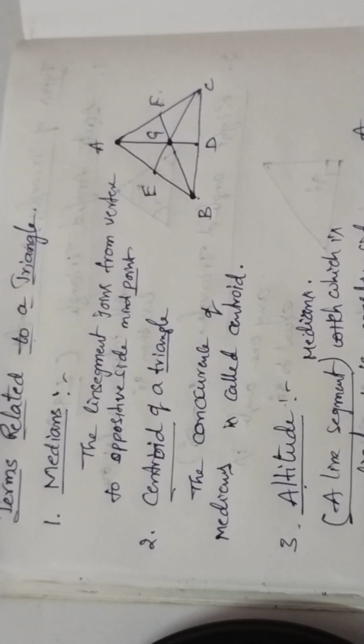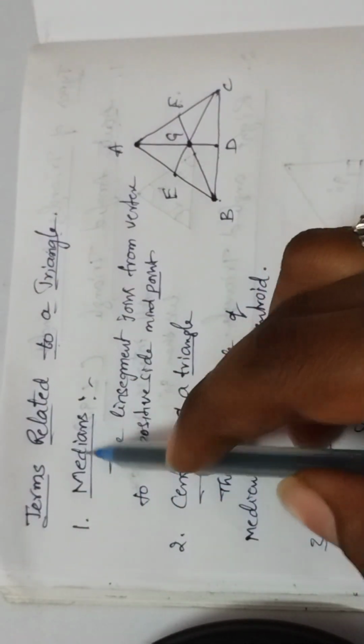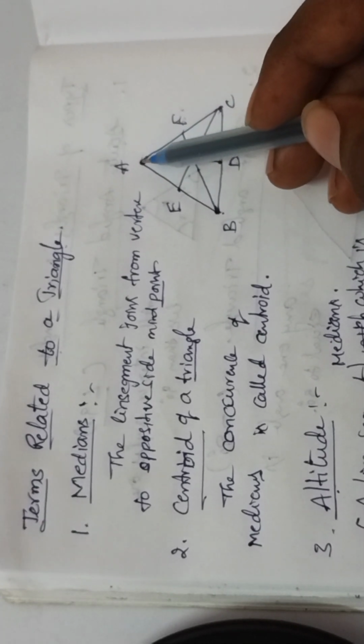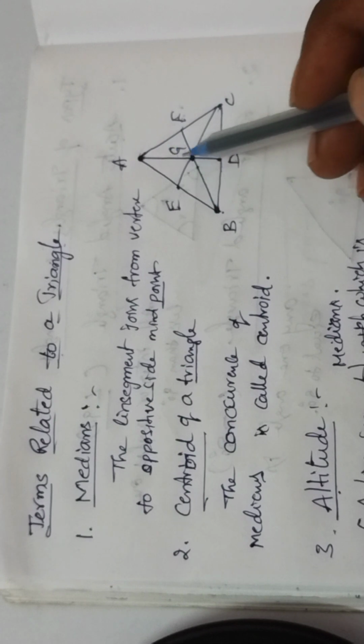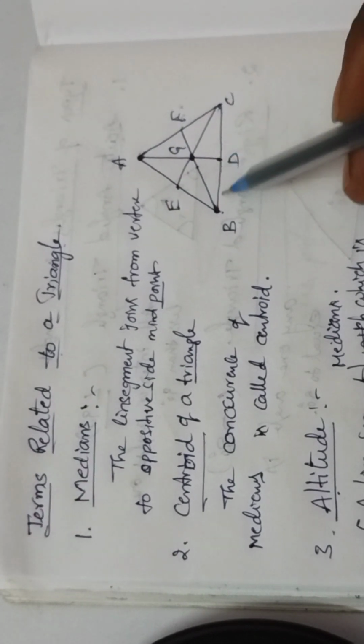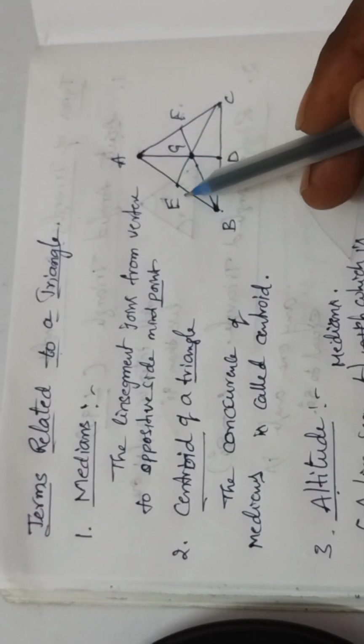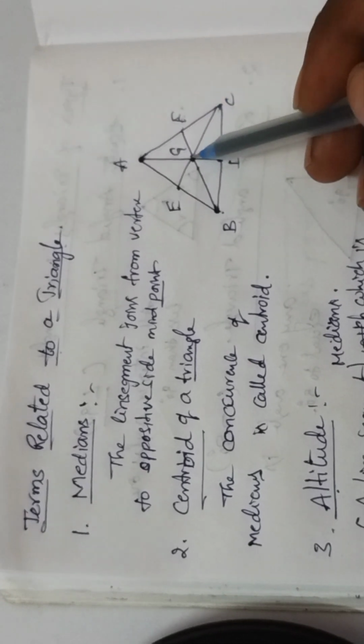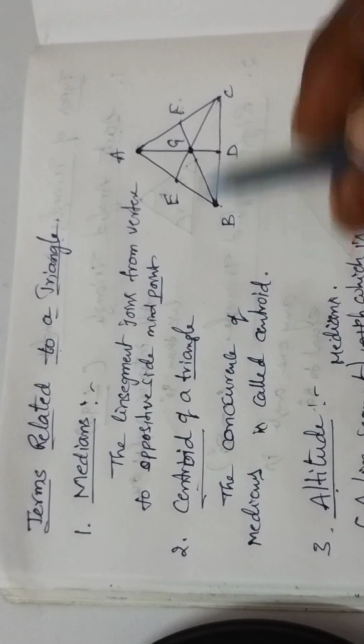First one is medians. A median is nothing but the line segment which comes from the vertex and meets the midpoint of the opposite side of the vertex. All the medians intersect at a point. That point we call the centroid of the triangle.